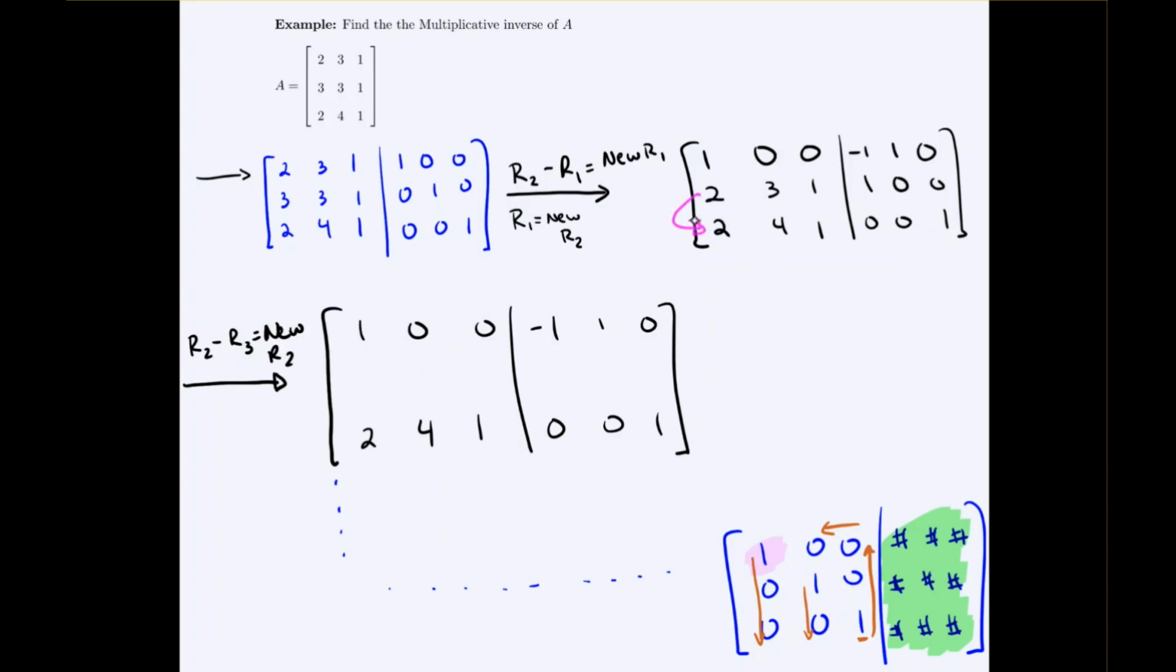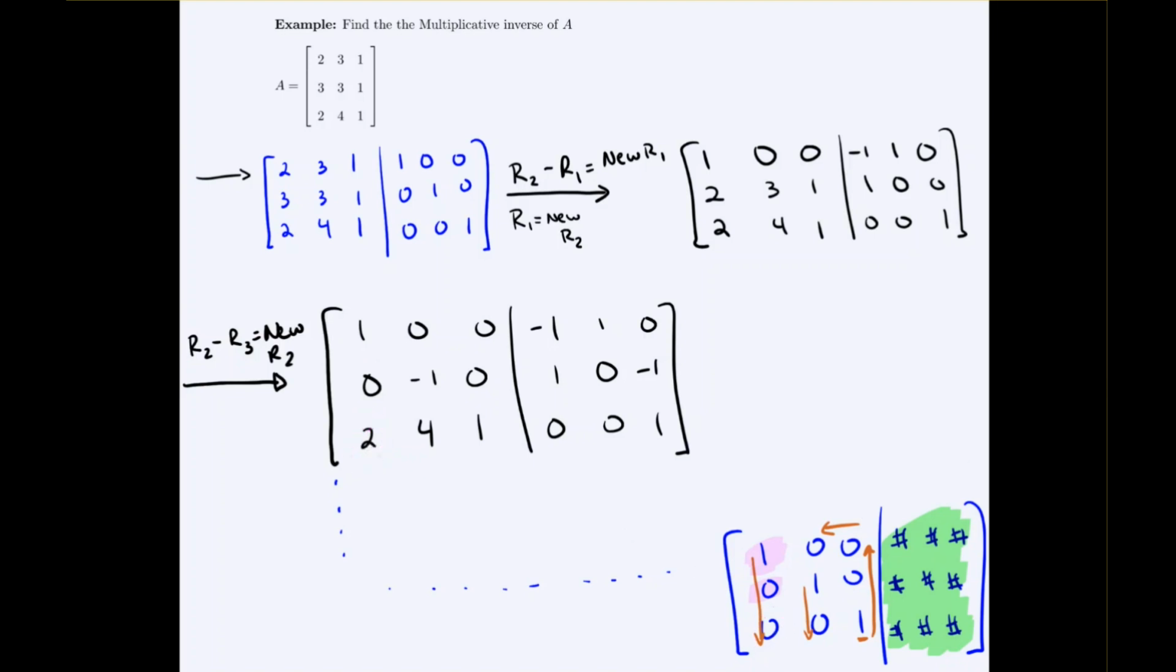So this minus this, 2 minus 2 is 0. 3 minus 4 is negative 1. 1 minus 1 is 0. 1 minus 0 is 1. 0 minus 0 is 0. 0 minus 1 is negative 1. Okay, so making progress, we now have this to be a 0, which is what we wanted all along. Now to get this to be a 0, this is our next goal.